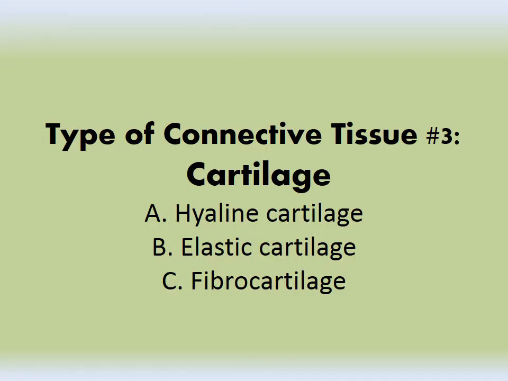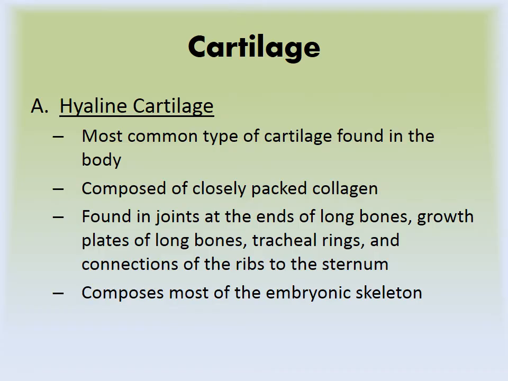Okay, the third type of connective tissue is cartilage. So we have hyaline cartilage, elastic cartilage, and fibrocartilage. Let's talk about those. Hyaline cartilage, the first type of cartilage we're going to talk about, is the most common type, and it's composed of closely packed collagen. It's found in joints at the end of long bones, and also found in growth plates of long bones. Your tracheal rings, remember those C-shaped rings that hold your trachea open? They're made up of hyaline cartilage.